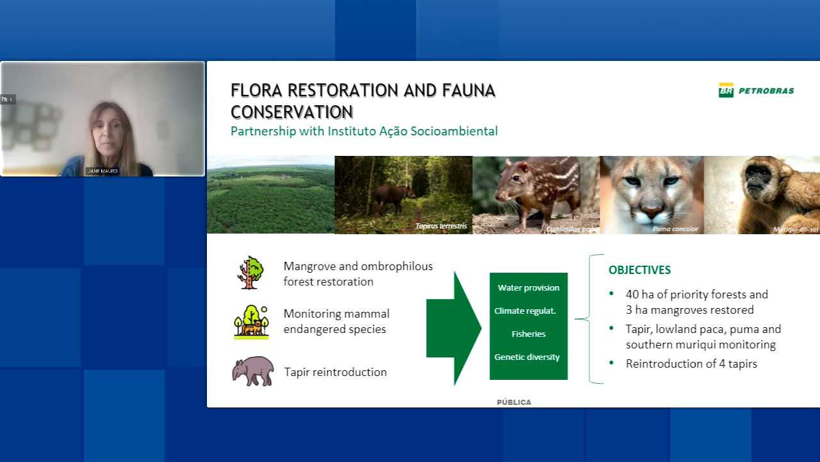So we expect that these actions will lead us to a contribution for the ecosystem services such as water provision, local climate regulation, artisanal fisheries, and genetic diversity. The objectives are to restore 400 hectares of priority forests, 300 hectares of mangroves, to monitor the tapir, the lowland paca, the puma, and the southern muriqui, and to reintroduce the tapir.